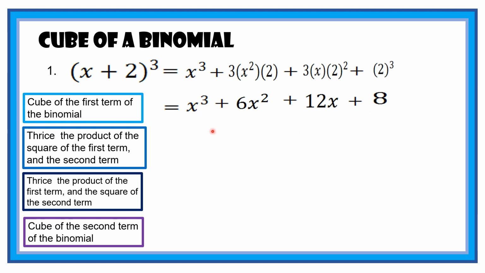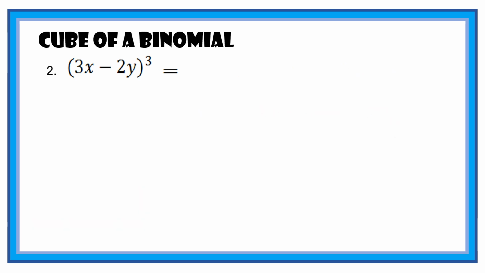So this is now the final answer: x cubed plus 6x squared plus 12x plus 8. Example number 2: the quantity of 3x minus 2y, cubed. So ito yung first term, 3x, and second term is negative 2y.